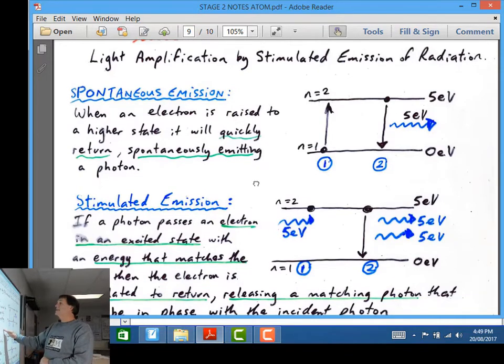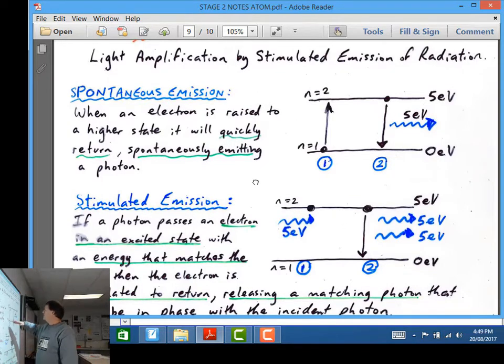Stimulated emission then. Now, in spontaneous emission, we've just been talking about this idea that electrons are raised to a higher state by heating or by charging or whatever else, and they will naturally come down to a lower state and release a photon equal to the energy difference. Stimulated emission is different. You need to stimulate that to happen.